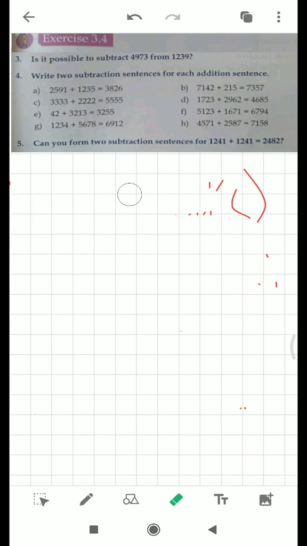So let's move to the fourth question now. In the fourth question, you have to write subtraction sentences for each of the addition sentences. You have to write subtraction sentences for your addition sum. Before we do this, I just want to show you an example.